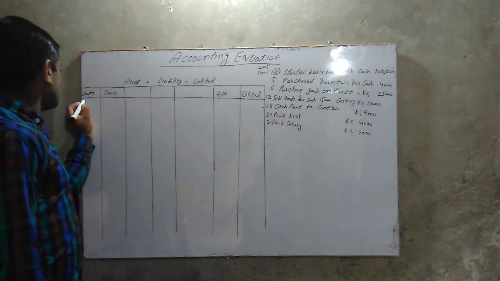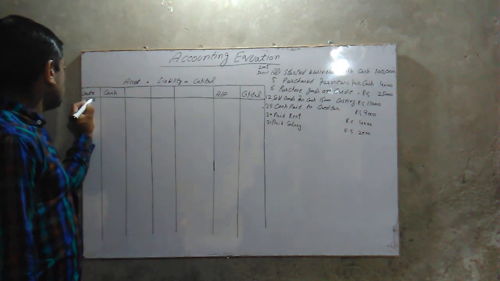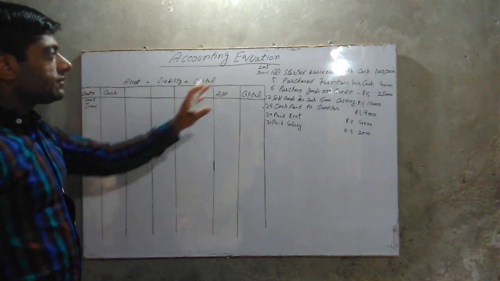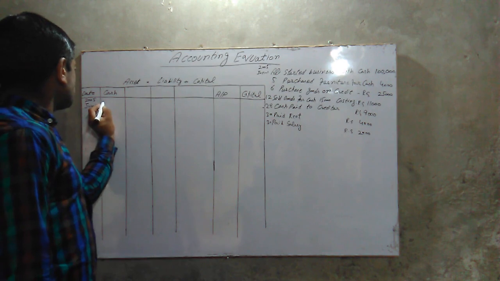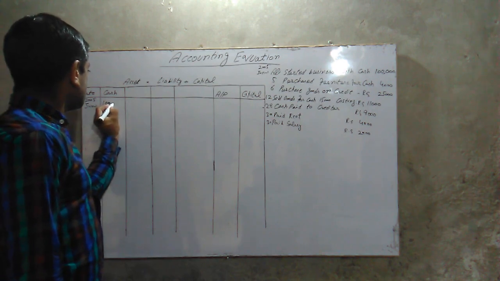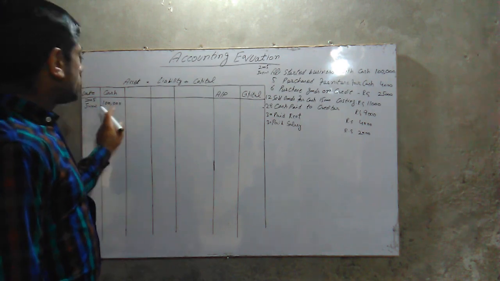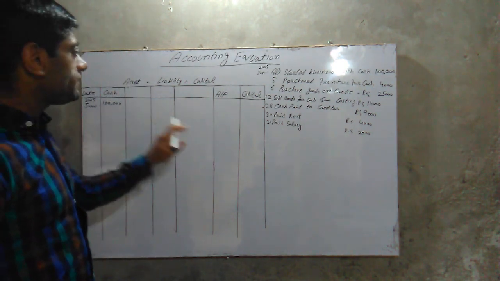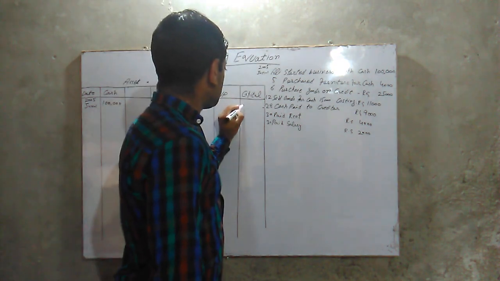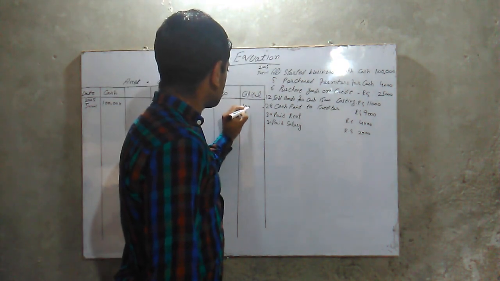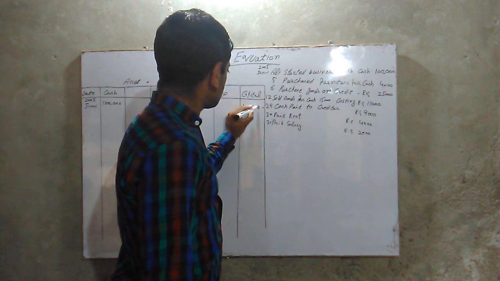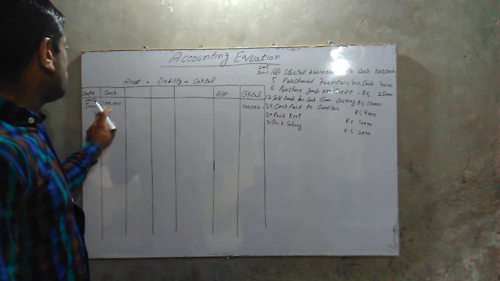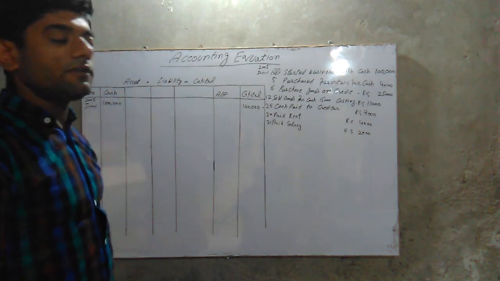Date: 2005, June 1st. Cash 1 lakh, and capital. One effect is that assets increase, and the other is under equity, 1 lakh. So the first transaction records cash and capital.